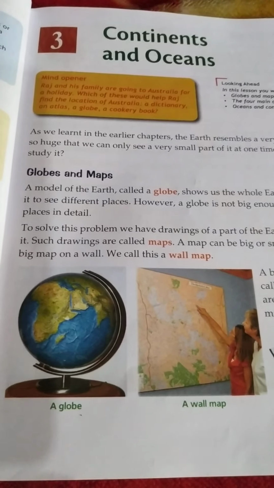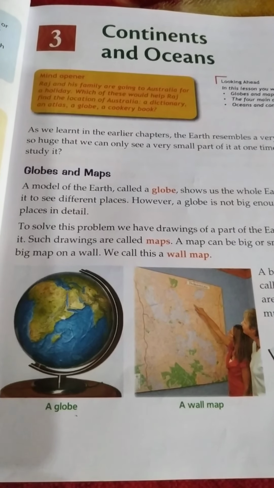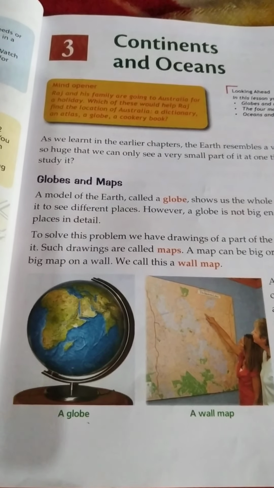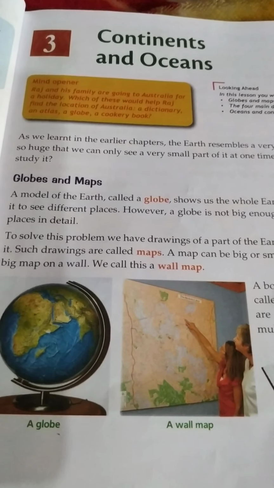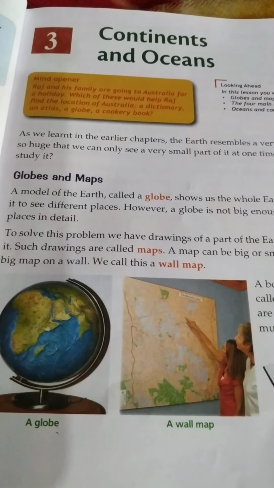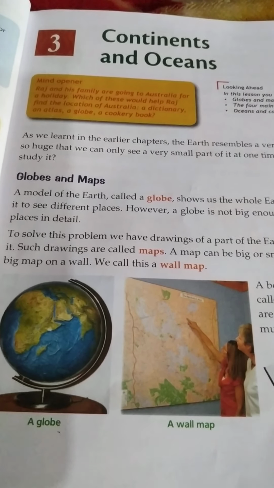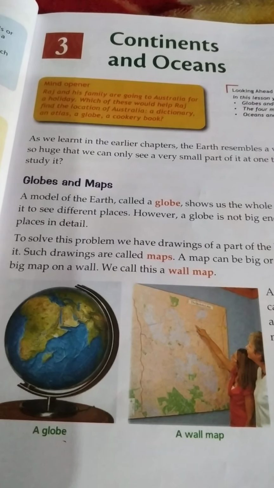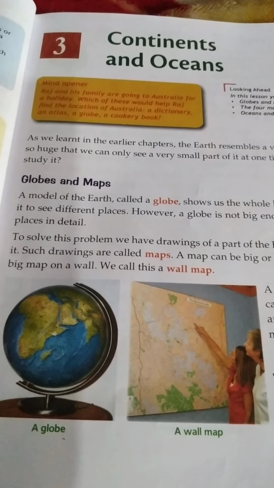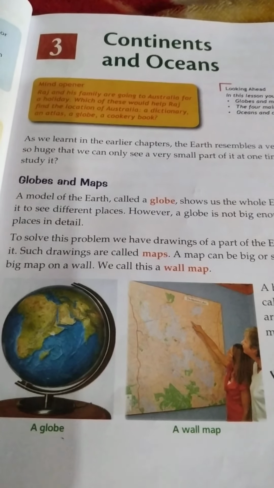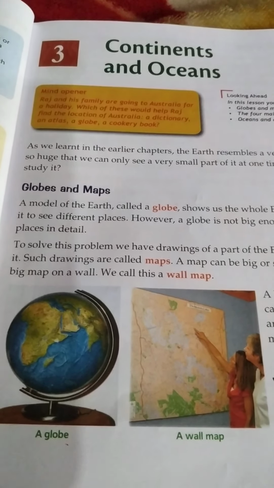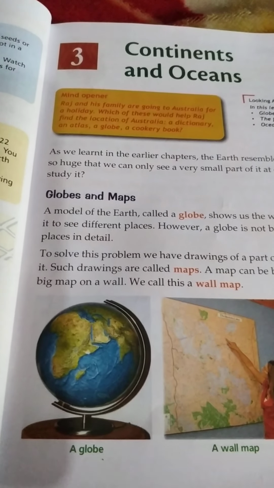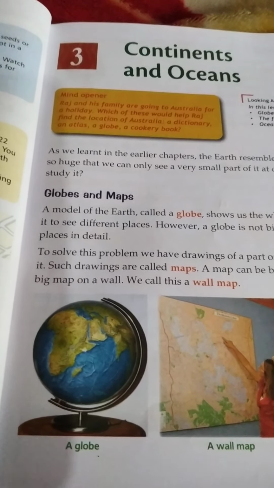So children, take out your book, page number 13, lesson 3, Continents and Oceans. In the last chapter, we already discussed the shape and size of the earth, which is round like a ball. Because of its size, it is difficult to study the earth. So, how do we study it? With the help of a globe and a map, we can study the earth.